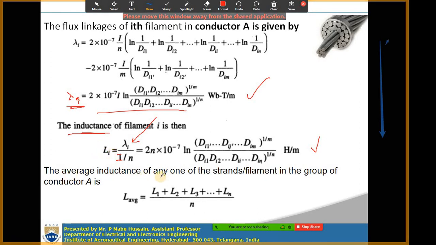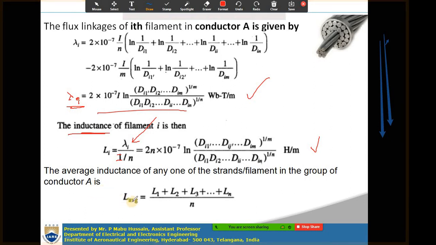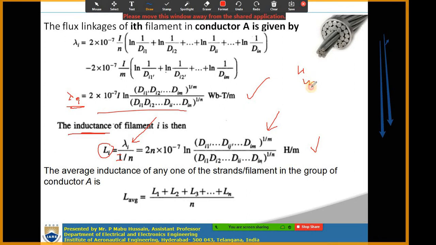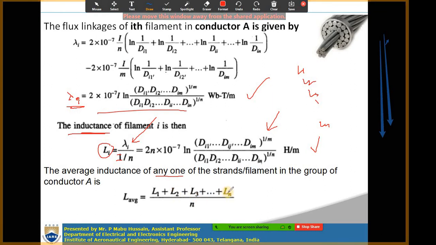Now, the average inductance of any one strand in a group of conductor A will be written as L average is equal to. Now, this is only for one strand. So, by using this equation you can write the inductance of the first strand, inductance of the second strand, inductance of the third strand and so on up to Ln. Right. So, now if you take the average, this will be L1 plus L2 plus L3 plus up to Ln whole divided by n. As there are n number of conductors, average will be the whole sum of all the inductances by n, you have to take, right.